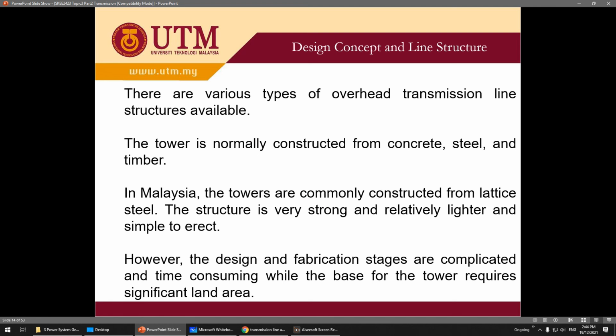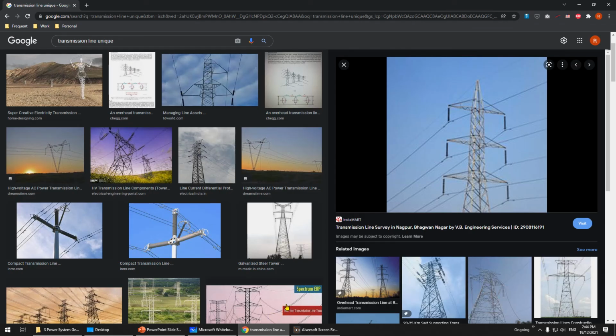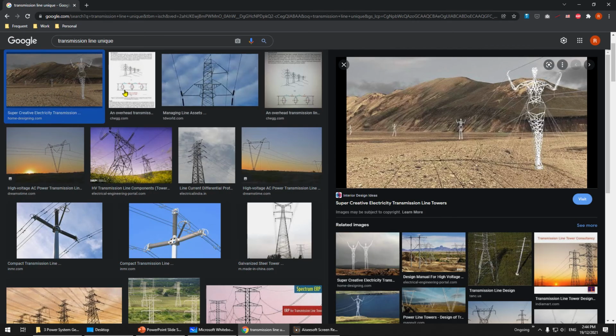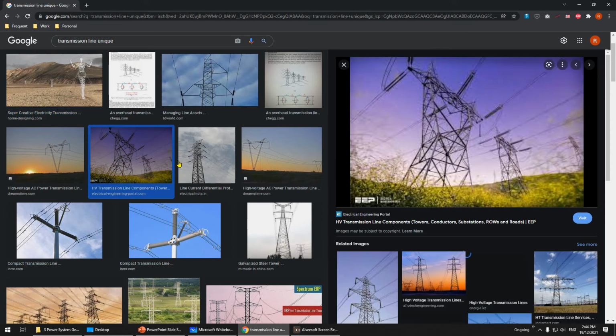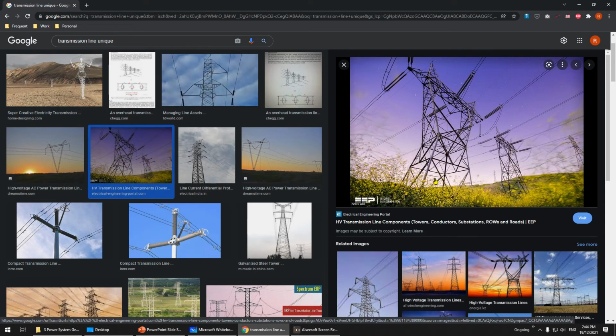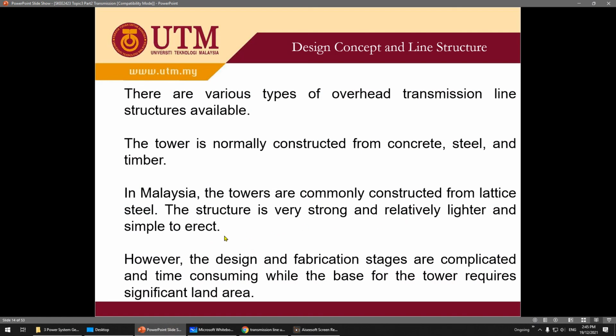There are various types of overhead line transmission structure. The tower is normally constructed with concrete, steel, or timber. In Malaysia, the towers are commonly constructed with lattice steel. The construction is very strong, relatively light, and simple to erect. What it means is that the transmission line is usually in the forest in Malaysia, so it needs a way to install it. That's why we use this material, because it's easy to build.